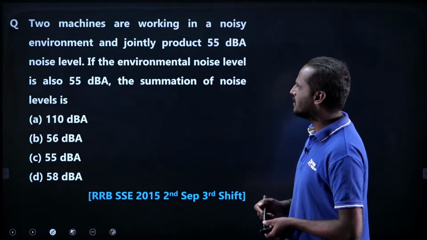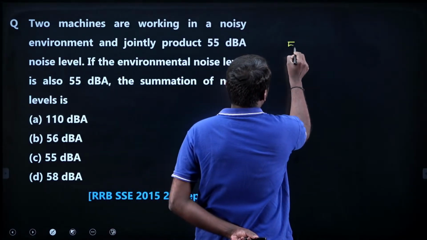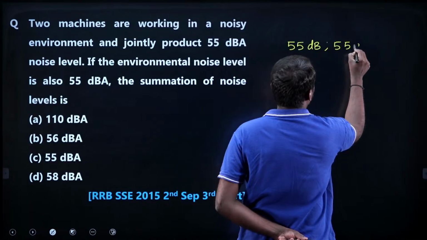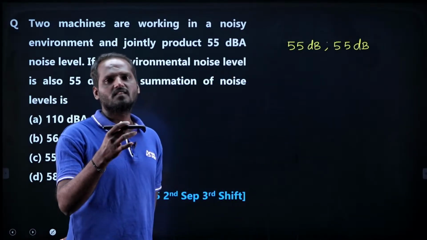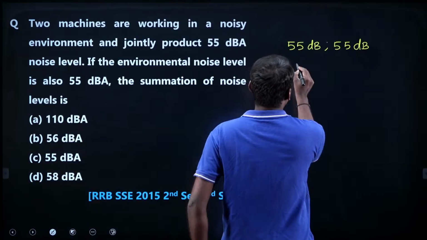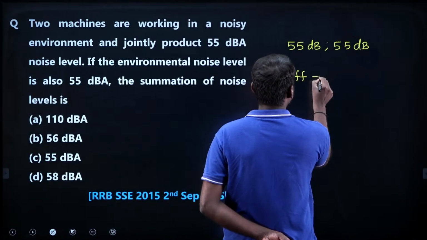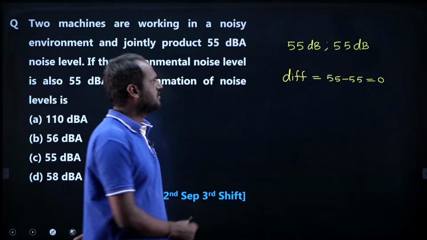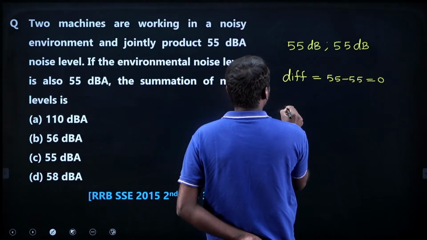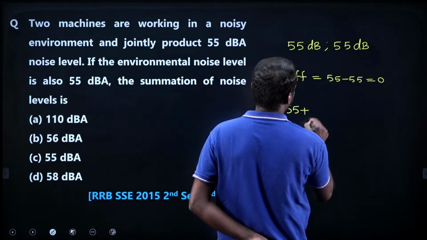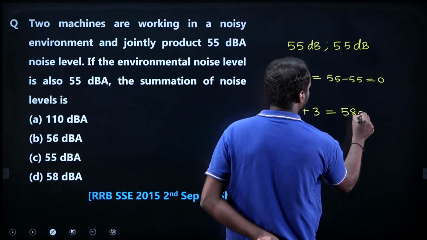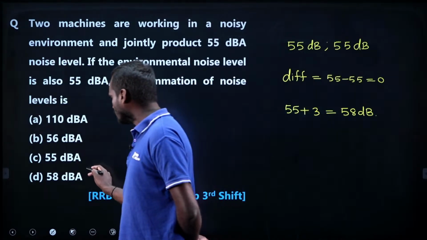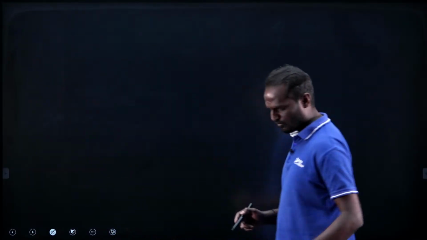Now, the summation of the noise level is, as we know the code, we have two sound levels 55 decibel and 55 decibel. If the difference between these levels falls in a certain range, we have those codes, right. What is the difference value? 55 minus 55 will give you 0. If the difference is 0, you need to add 3 to the value. Therefore, 55 plus 3 will give you what? 58 decibel. The answer is 58 decibel. There is a thumb rule, I think you may have studied this. See, look at this thumb rule given.